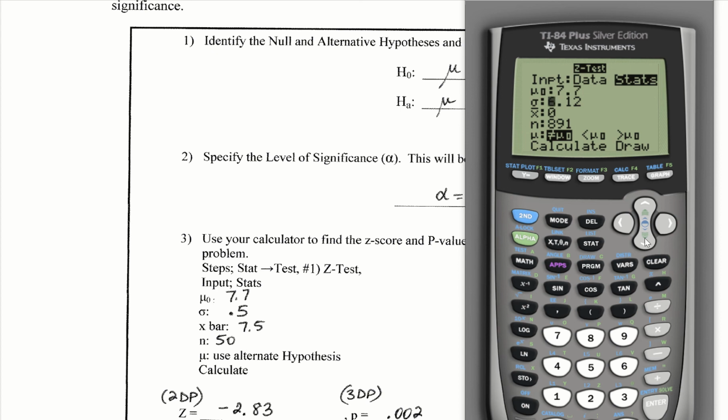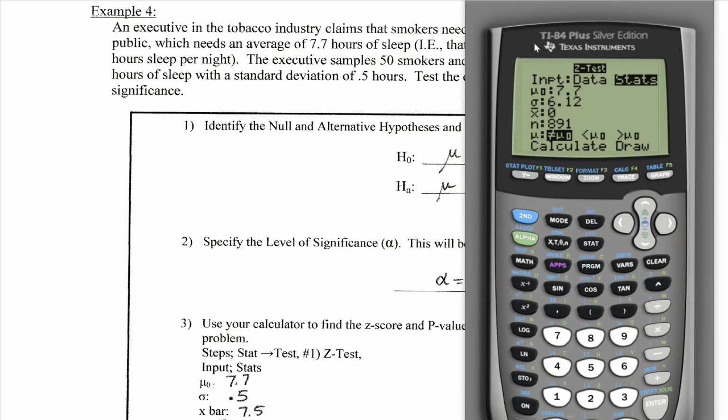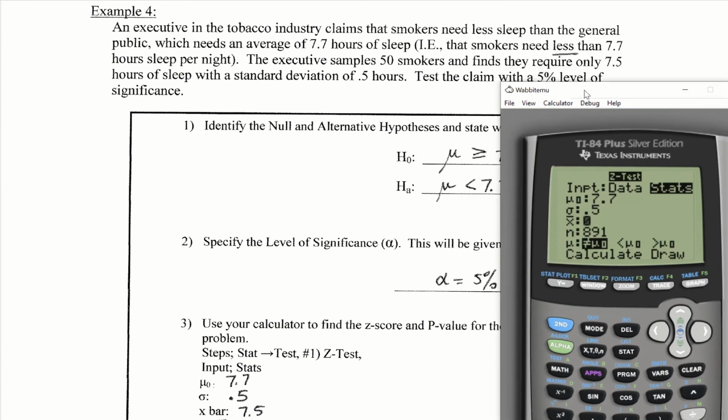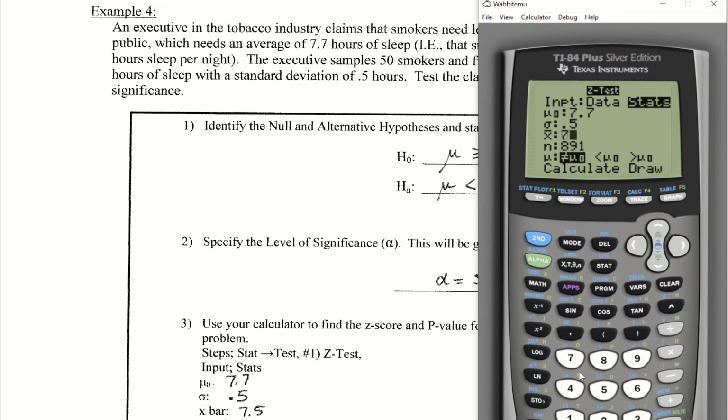The standard deviation was told to us. If we go back in the problem, they said with a standard deviation of 0.5. X bar is the sample mean. The executive said that for the sample of size 50, they only require 7.5. So that's 7.5. Our sample size was 50.